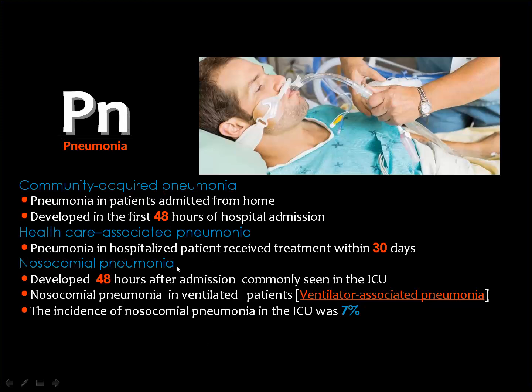Then the third terminology is nosocomial pneumonia, which develops 48 hours after admission and is commonly seen in ICU patients. Nosocomial pneumonia in patients on ventilation is known as ventilator-associated pneumonia. The incidence of nosocomial pneumonia in ICU patients is about 7%.